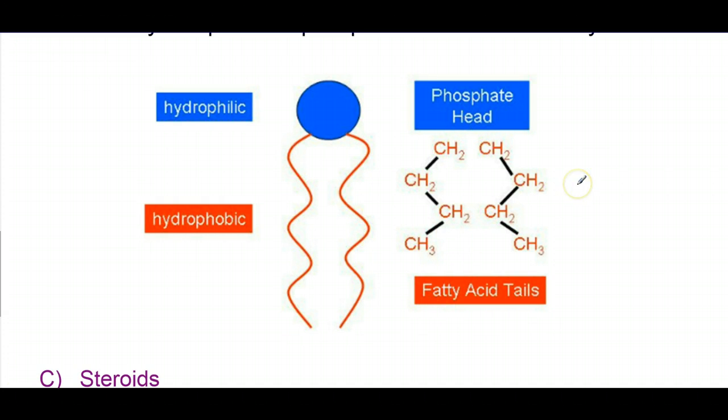Now, just so you guys know what a phosphate head is, phosphate is made up of phosphorus and 4 oxygens. And this might be familiar to you if you've had chemistry before. You don't really need to know this structure, but just so you know what we're talking about when we say that the head of a phospholipid has a phosphate group. That's the group they're talking about.